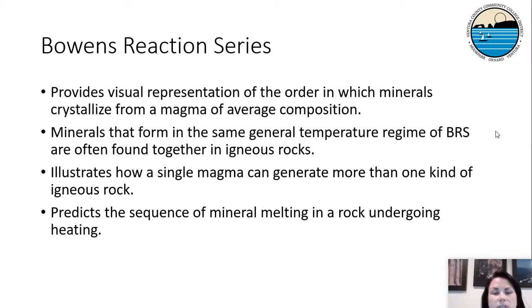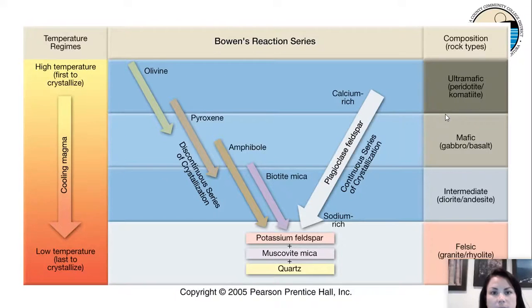Okay, so Bowen's reaction series, this is in the textbook if you're following along. This provides a visual representation of the order in which minerals crystallize from a magma of average composition, and minerals that form in the same general temperature regime of a Bowen's reaction series are often found together in igneous rocks. And the Bowen's reaction series illustrates how a single magma can generate more than one kind of igneous rock, depending on how fast or slowly it cools. And the reaction series predicts the sequence of mineral melting in a rock undergoing heating. So let's take a look at that.